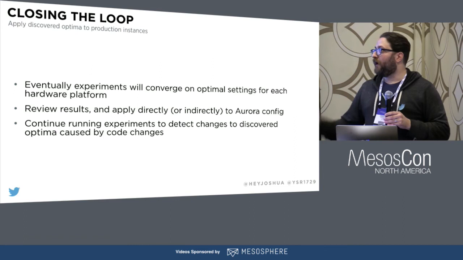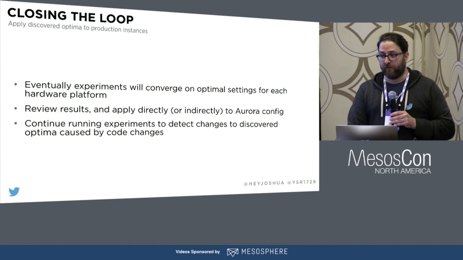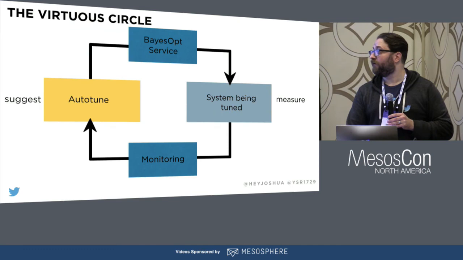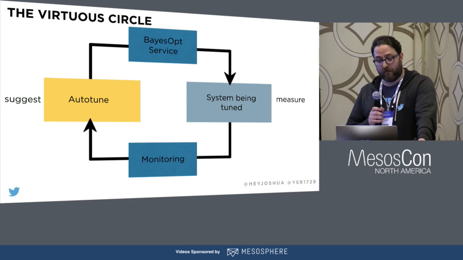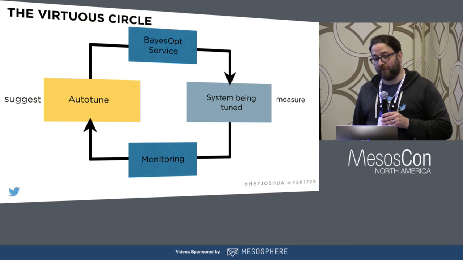And this part is currently manual, in that SREs will take those settings and apply them to the service. But hopefully one day it will just be automatic and we'll just keep doing this over and over again, continuing to feed those settings back into production services. And so looking back at the diagram that we saw earlier, we replaced this black box tuning assistant with AutoTune. We replaced the performance engineer with the BaseOpt service. We have Twitter's existing monitoring infrastructure, and it just keeps running and running.